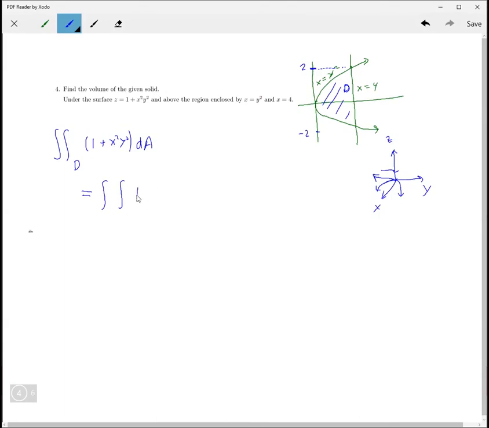Anybody want to take a crack at what these limits of integration should be? Should we integrate x first or y first?